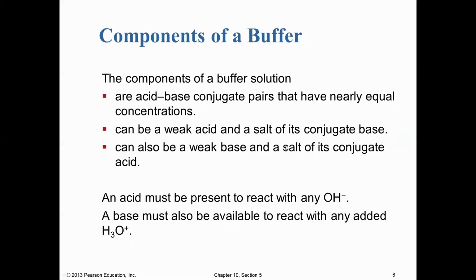So what components are in a buffer? A buffer is usually going to be acid-base conjugate pairs. We want a weak acid and the salt of its conjugate base, or we can have a weak base and the salt of its conjugate acid. We mentioned before that the weaker the acid, the stronger the conjugate base. So our weak acid can neutralize any incoming bases that we add. But we also have this base present, so this conjugate base will be able to neutralize any incoming acids.